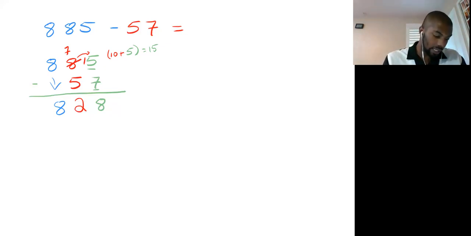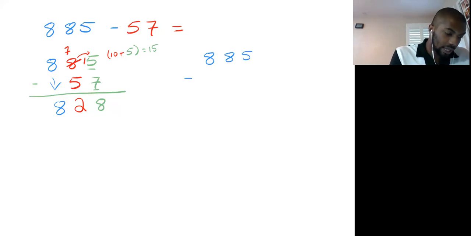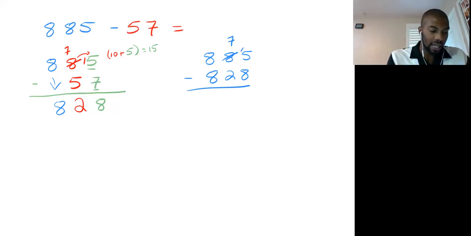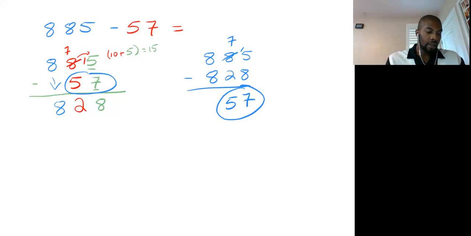828. If we want to test that, we can. What is 885 minus 828? Well, we borrow again from the 8, get a 7. 15 minus 8 is 7. 7 minus 2 is 5. 8 minus 8 is 0. Behold, 57 on both ends. 885 minus 828 is 57. 885 minus 57 is 828.